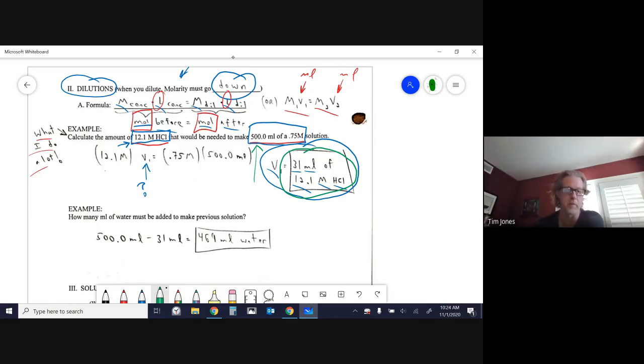All right, it does say how many milliliters of water must be added. And my point here is that it's not 500. So it's 500 that we want. So if we're going to have 31 milliliters of the concentrated acid, you would end up doing 469. And it's just important that you realize that you don't add 500 milliliters.